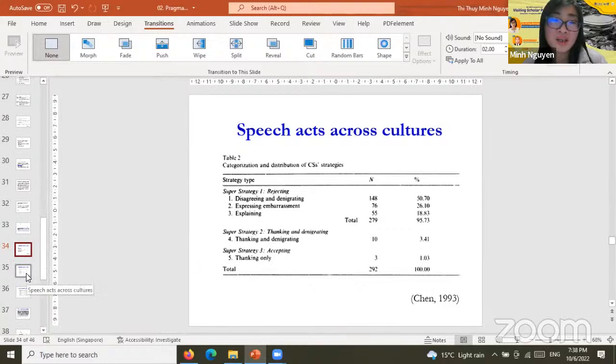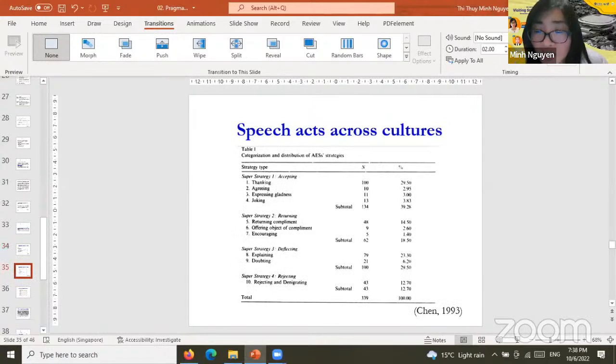And the reason is because of their politeness principle, the maxim of modesty. Modesty and humbleness are really valued in Chinese culture. What about Americans? Chen looked at American data, and Chen found that for Americans, 39.28% of the time, they would accept the compliment.